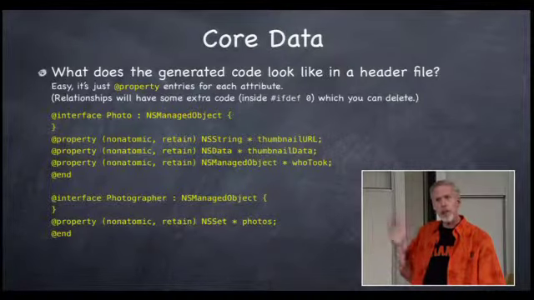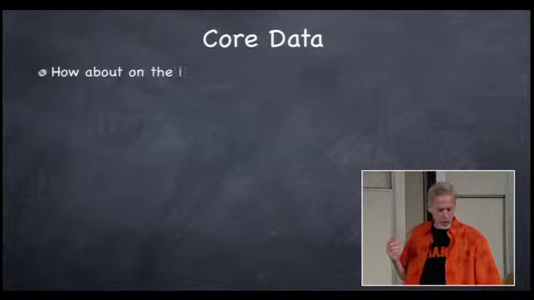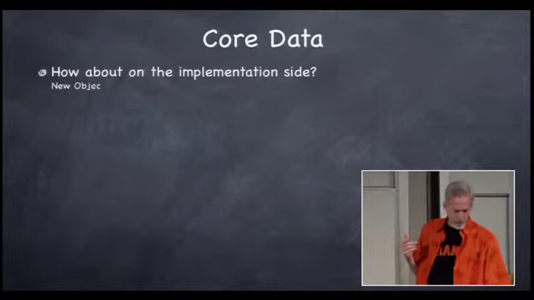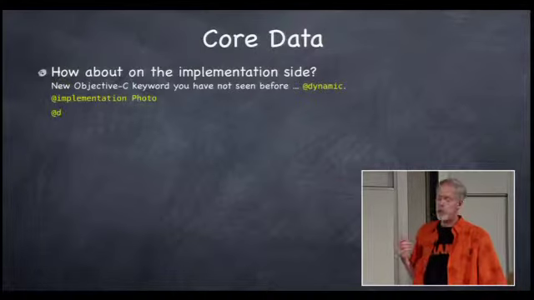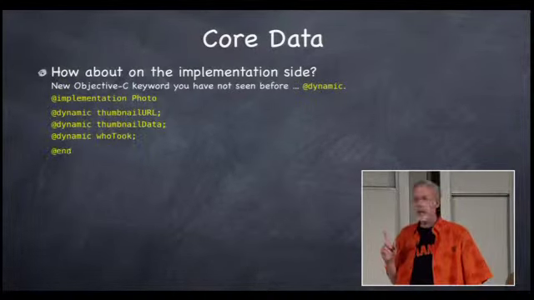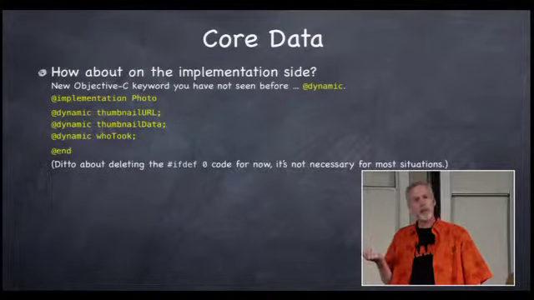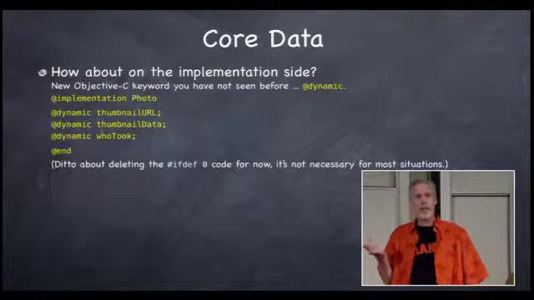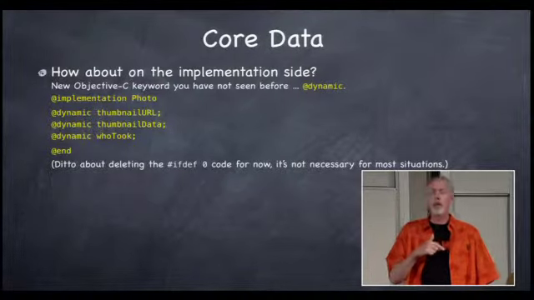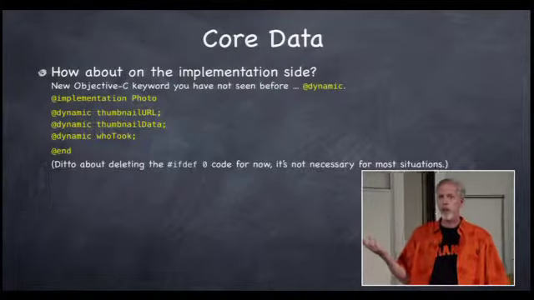So what's on the implementation side of this? Our custom subclass's implementation of these properties, what does that look like? It's kind of interesting. It's going to introduce a new keyword that you haven't seen before called @dynamic. Now you might be looking at that other header file and you might have thought, oh, there's going to be an @synthesize in the implementation, which is usually what we do when we have a property in a header file. We @synthesize it, or we implement the setter and getter ourselves.